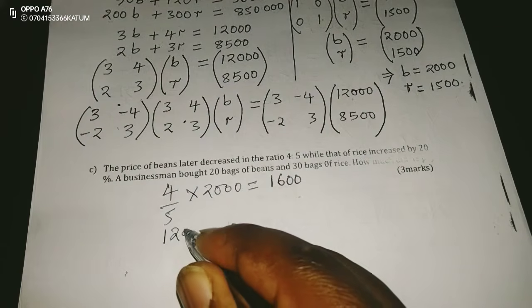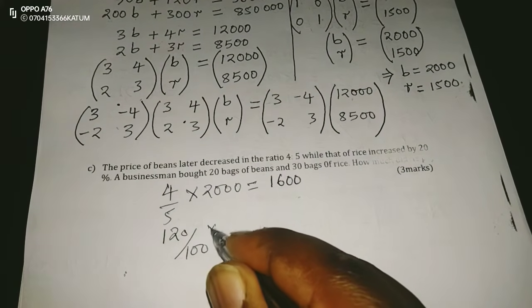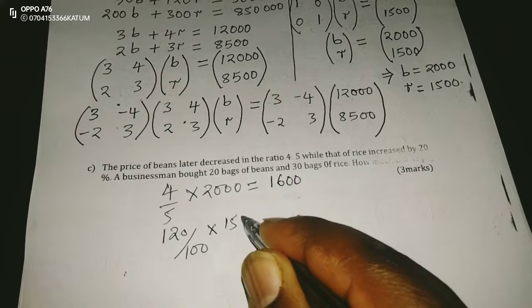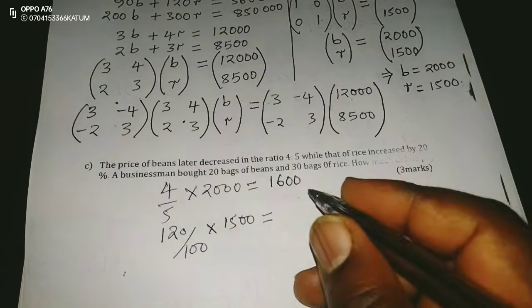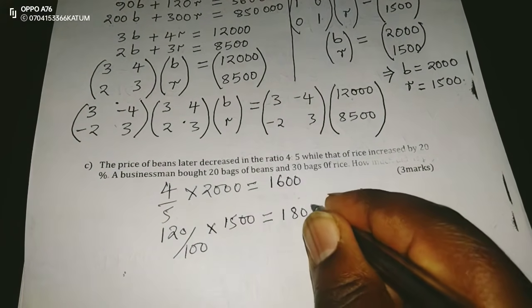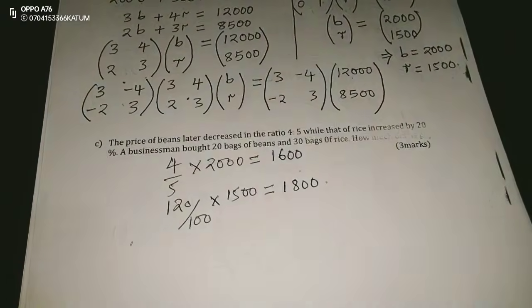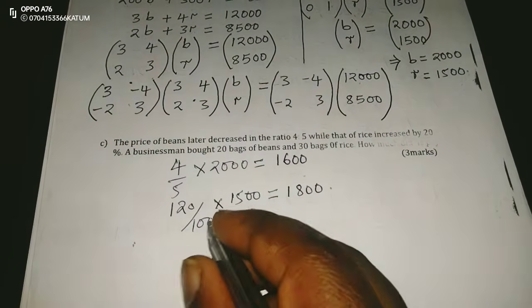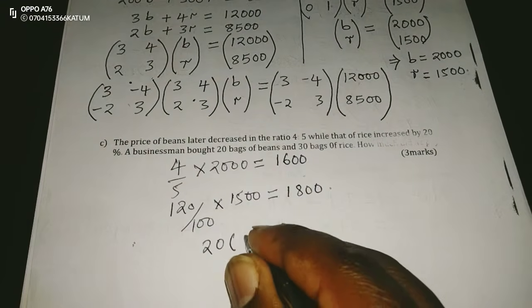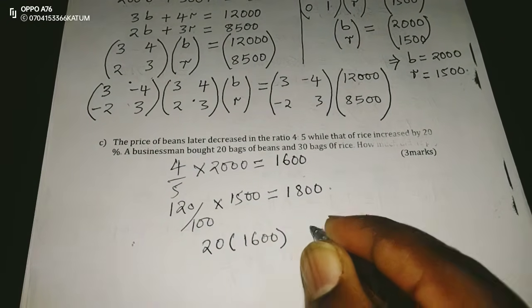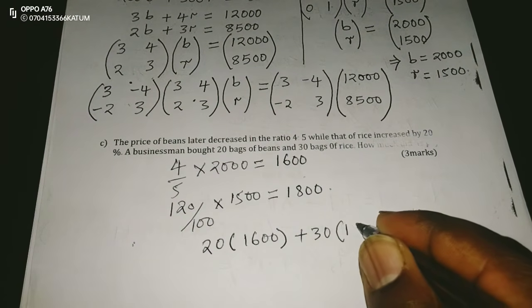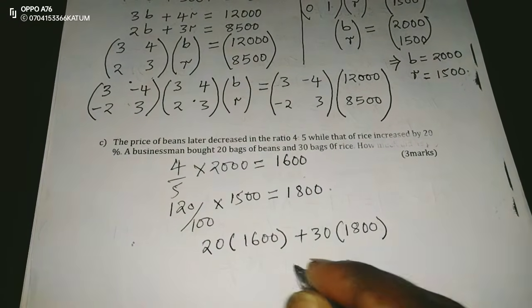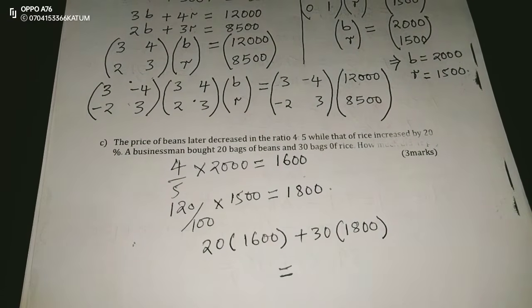So it became 120% of what it was, and that is 1,500. So when we take 120% of 1,500, this becomes 1,800. Now, a businessman is buying 20 bags of beans, each costing 1,600, and 30 bags of rice, each costing 1,800. How much is he going to spend?